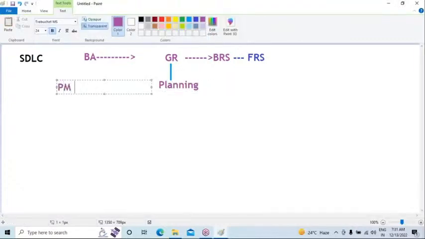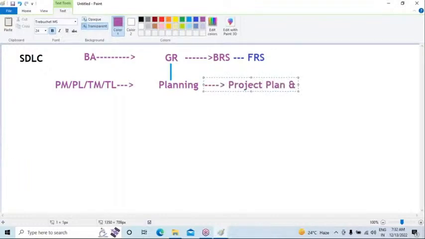Coming to this planning, the project manager, the project leads, the team manager, and the team leads are going to be involved. So what are the roles and responsibilities related to this? They will prepare the project plan and the test plan. What is meant by project plan? We already discussed it. In order to develop the project, how many resources do we require? What is the cost? What is the duration? What environment is required? When will we start this project? When will we complete it? Like that, they need to discuss this.